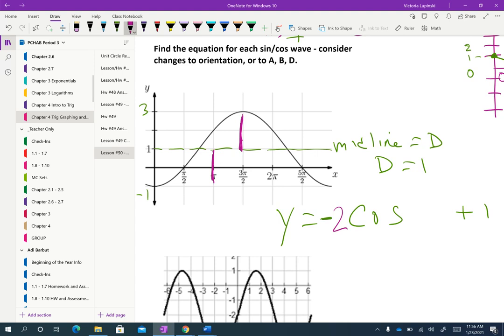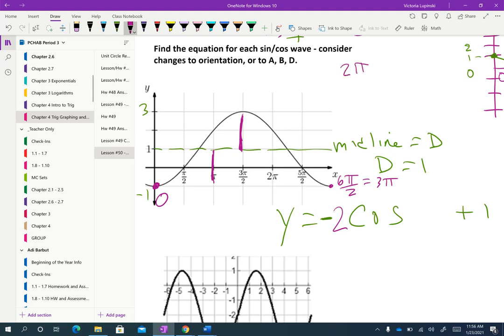So you've taken care of the reflection, you've taken care of the amplitude change, you've taken care of the midline change. All that's left is the period change. Notice that in this case, your cosine is starting at 0 and it's ending at 6 pi over 2. You have to be careful because even though it's only labeled to 5 pi over 2, you have to make sure that you know that it's 6 pi over 2. And of course, that would simplify to be 3 pi.